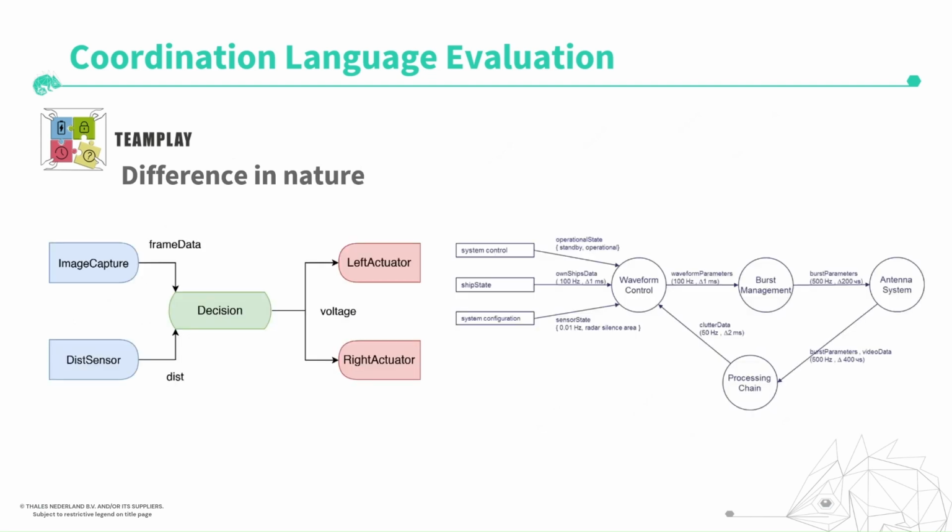The main reason we did not use the coordination language for our use case is due to the assumptions about the nature of the components that comprise the application. Team play has been designed for components that use stream-oriented communication, whereas our radar processing applications consist of communicating state machines, with the main problem being that this would invalidate formal guarantees that come with stream-based processing.